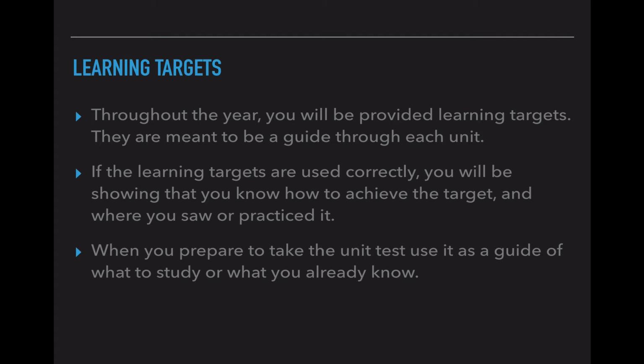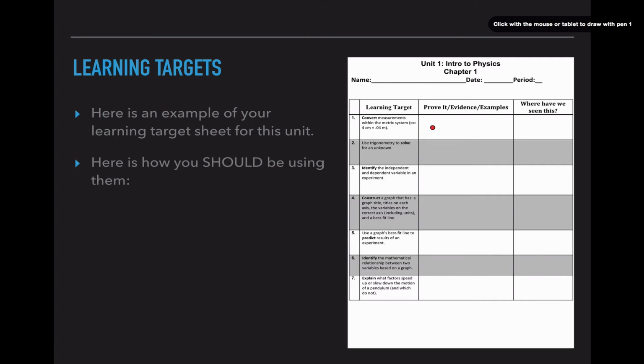So the learning targets are already created, they're already made. All you have to do is provide evidence of understanding and where we practice them. As we cover the information, you will take the learning target sheet, and in this middle section here, where it says prove it, provide evidence, or examples, you are actually going to give some information about that example.